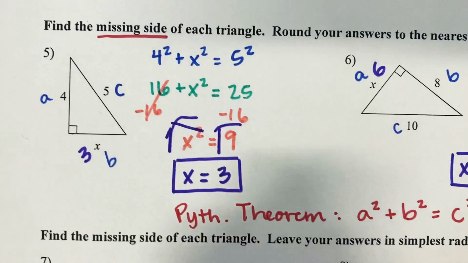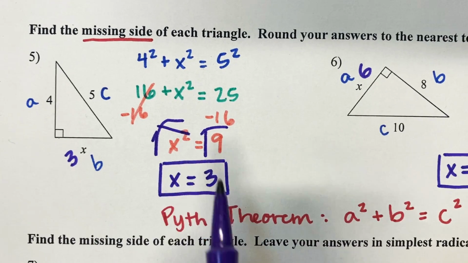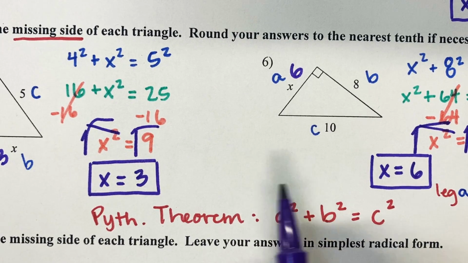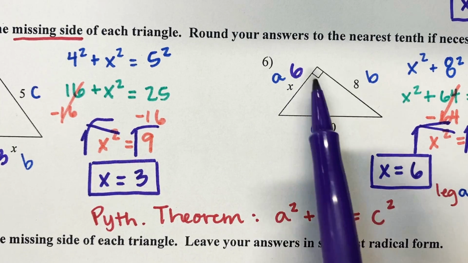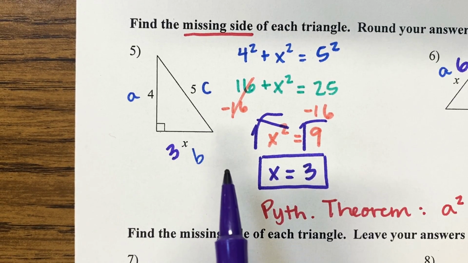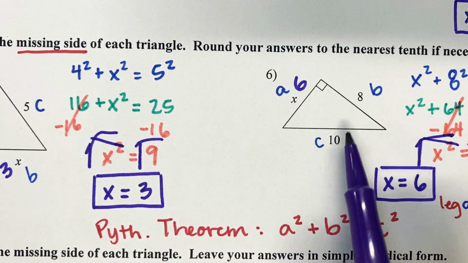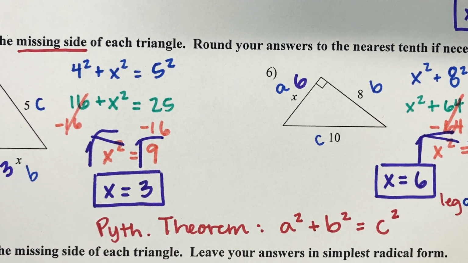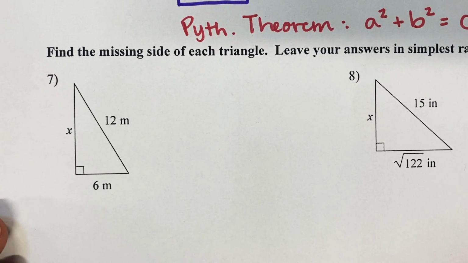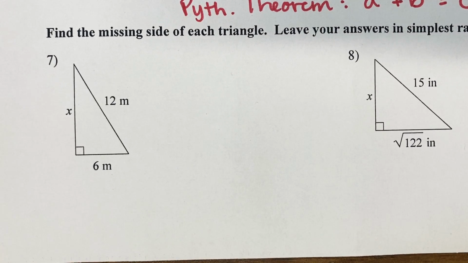Okay, so on numbers 5 and 6, we got some pretty answers, meaning we got whole numbers, no decimals, no radicals. They were nice and pretty. Okay, these are actually what's called Pythagorean triples. Okay, 3, 4, 5 is a Pythagorean triple. 6, 8, 10 is a Pythagorean triple. But on numbers 7 and 8, they're not going to be as pretty. Okay, but we're still going to solve them the exact same way.